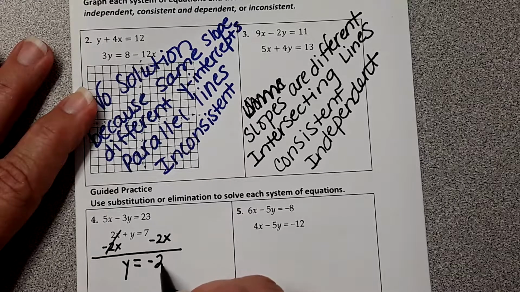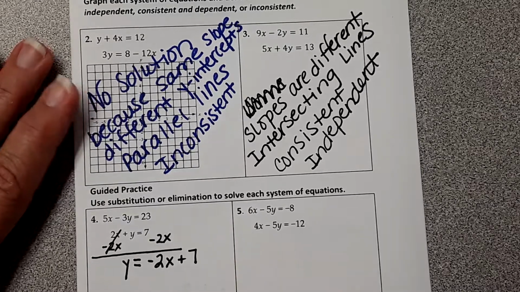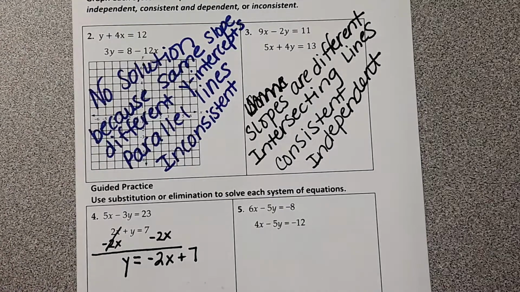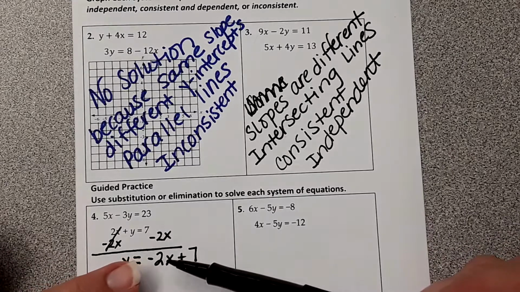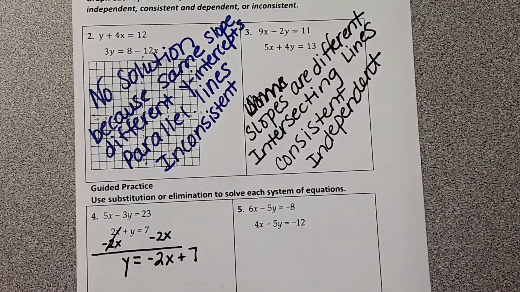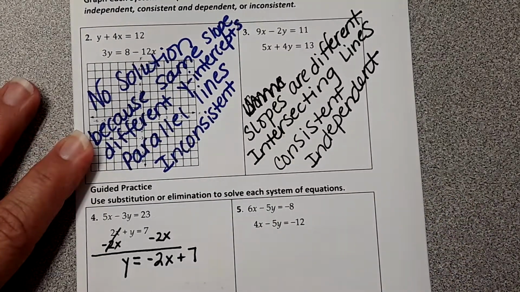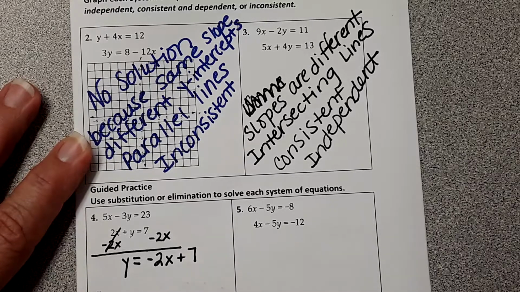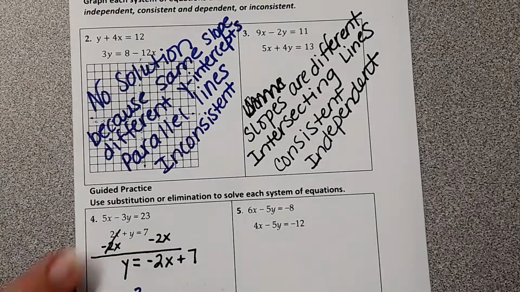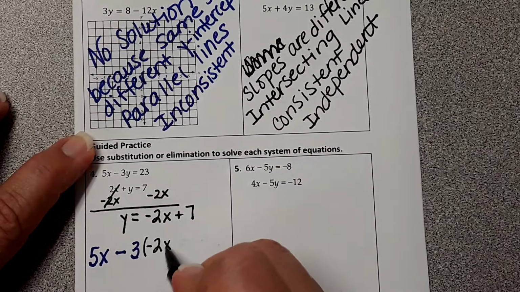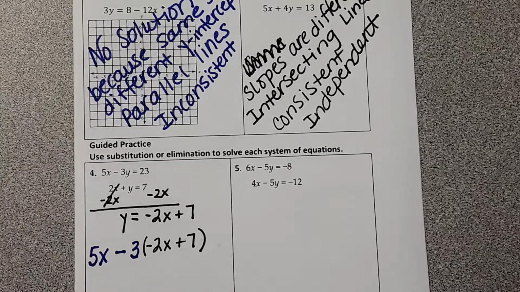Y equals negative 2x plus 7. Now, see what y equals? Y equals negative 2x plus 7. So I'm going to replace y in the top equation. I'm going to leave 5x, I'm going to put that minus, I'm going to put the 3. But instead of y, I'm going to replace y with negative 2x plus 7. So this is what we call substitution.